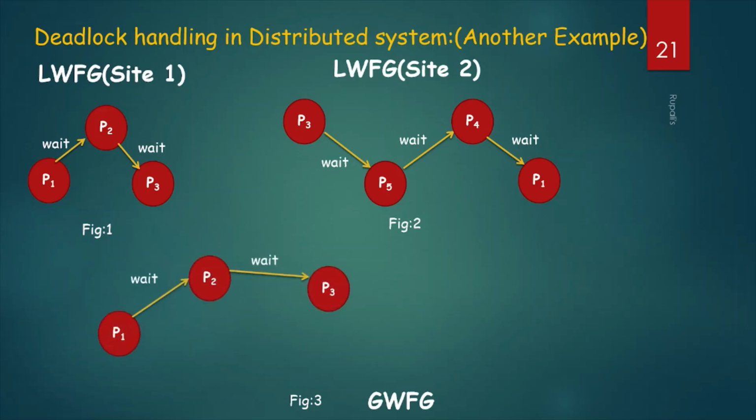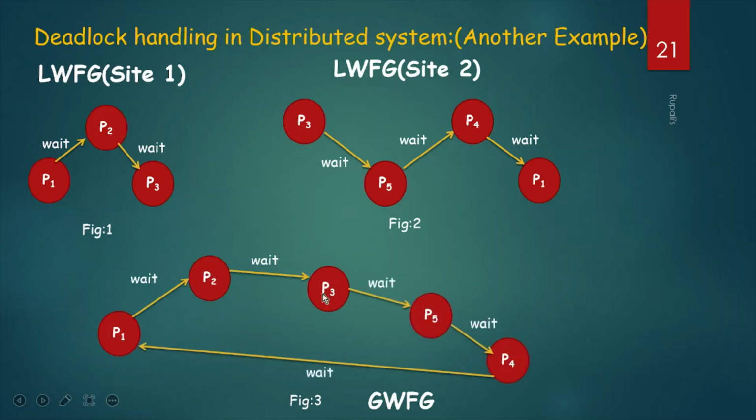Now see, this is the local wait for graph for site 1, and see here, if I want to merge, P3 is waiting for the resource held by P5. In this way, you have to merge the whole thing. Now see here, there is one cycle. So, in the case of the global wait for graph, we can say deadlock occurs.